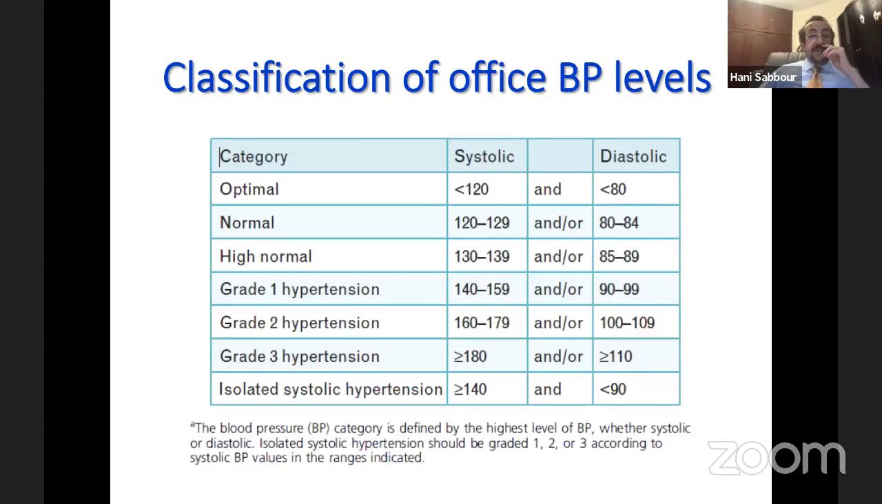The classification of blood pressure now, based on the current 2018 ESC guidelines, is much more rigorous. A normal blood pressure is 120 over 80 and 80 over 84. And when we talk about hypertension, the European guidelines talk about a 140 over 90 for grade 1 hypertension. This modifies itself if a patient has risk factors.